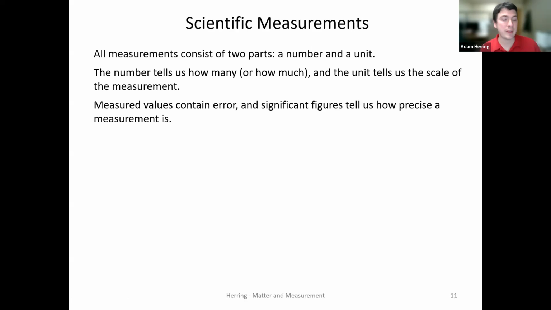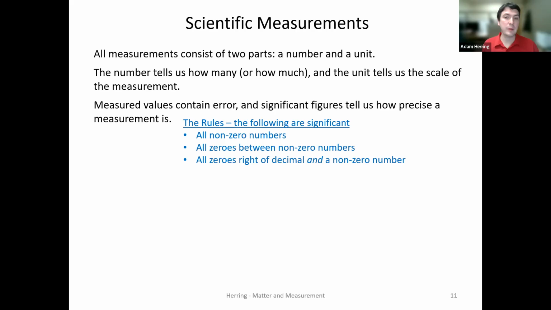There's fluctuations within anything that we measure, and therefore we need to report how precise those measurements are, and significant figures are the way to report those values. Now, what are the rules for determining significant figures? There are three rules. The rules are that all non-zero numbers expressed are significant. All zeros that are held between non-zero numbers are significant. And all zeros to the right of a decimal and a non-zero number are significant.